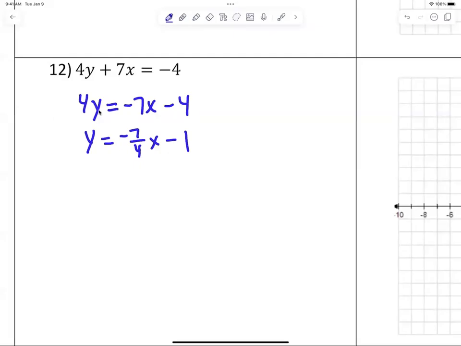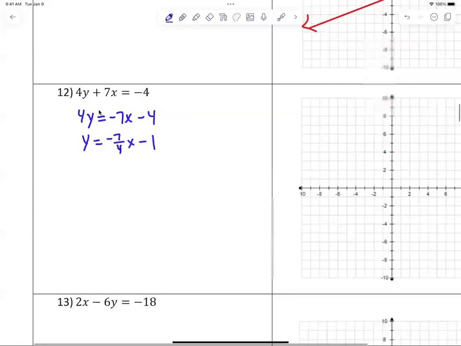That is correct. So now, how do I graph? Everybody should be able to tell me that the slope is what? -7/4, and the y-intercept is (0, -1). Everyone should be able to tell me that.